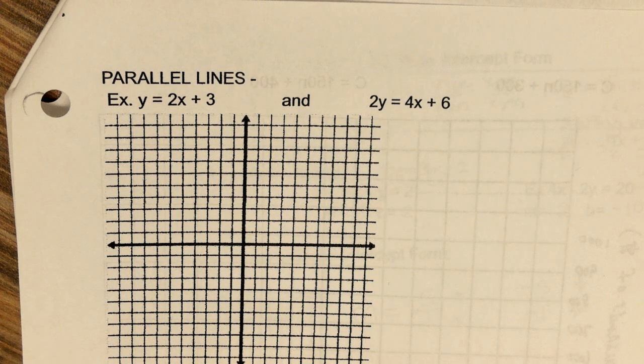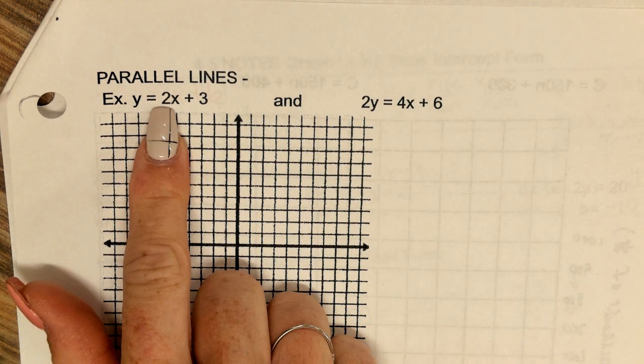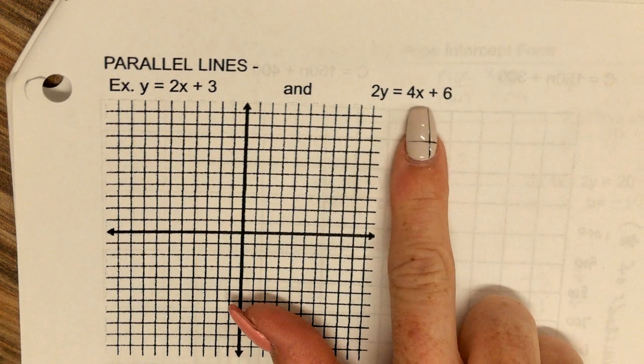What will parallel lines have that's the exact same? How do we know they're parallel? They have the same slope. So everybody look at this one. Y equals 2x plus 3. What's the slope? 2. Can you see the slope on this one?